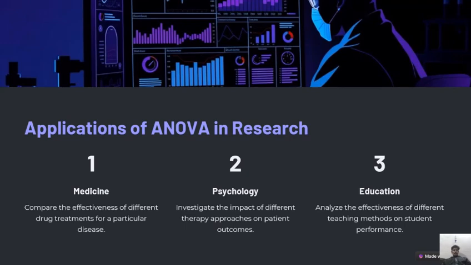Applications of ANOVA in research. First one, medicine: compare the effectiveness of different drug treatments for a particular disease. Second is psychology: investigate the impact of different therapy approaches on patient outcomes. Education: analyze the effectiveness of teaching methods on teacher performance.